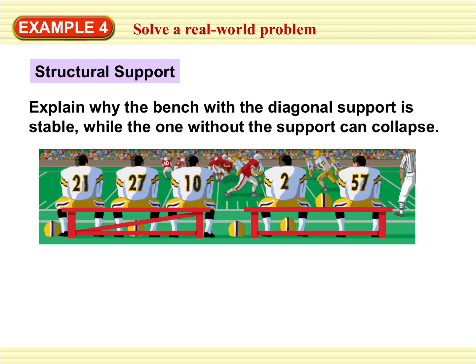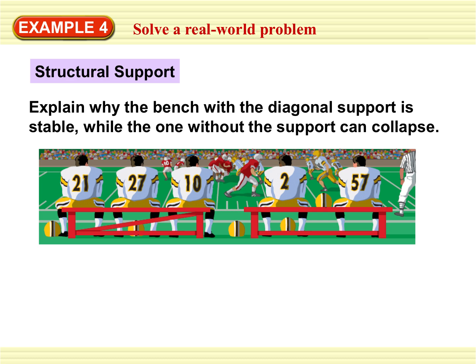All right, looking at this one, it says, explain why the bench with the diagonal support is stable, while the one without the support can collapse. Can anybody tell me why they think the one with the diagonal support is more stable? Any ideas? Why with the one with the diagonal? Yes. Because the triangle is a strong shape of all shapes.